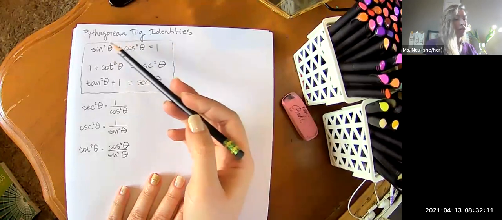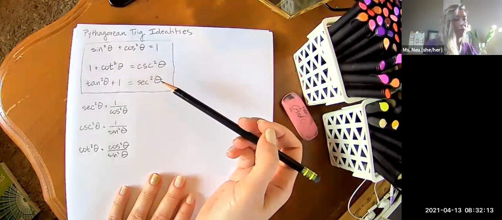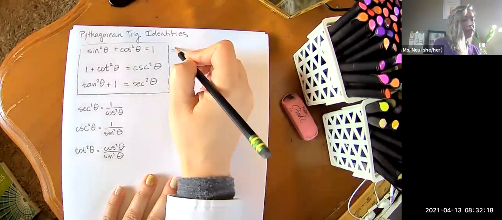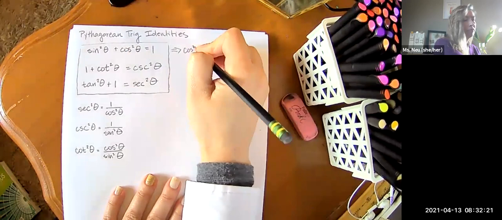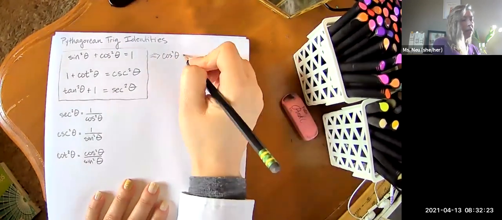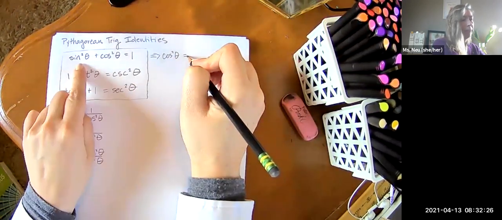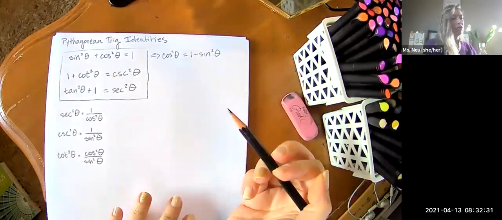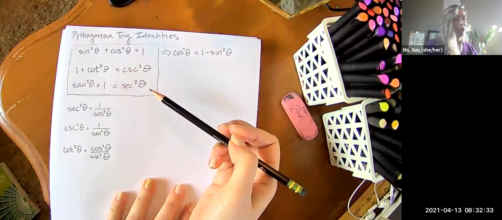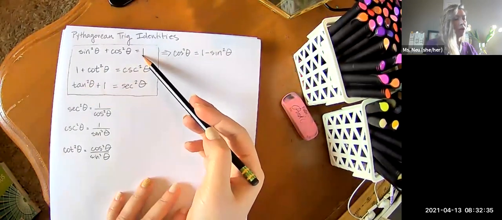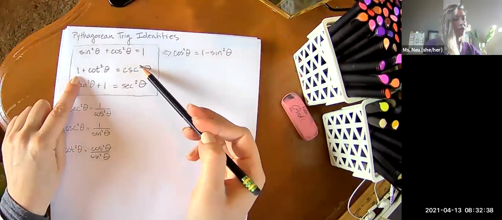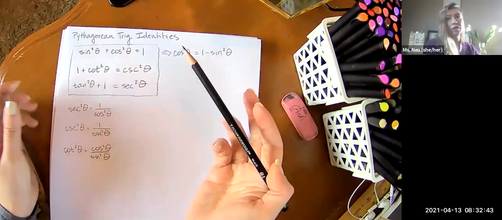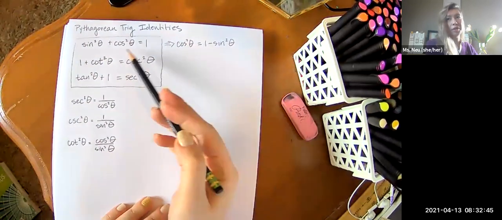Now, remember, these can also pop up in different forms. So if you see just cosine squared by itself, that is also going to be equal to 1 minus sine squared. So just remember, these can pop up in different ways. You can also change this number 1 to cosecant squared theta minus cotangent squared theta. So you never know. You've got to be able to rewrite these a little bit.